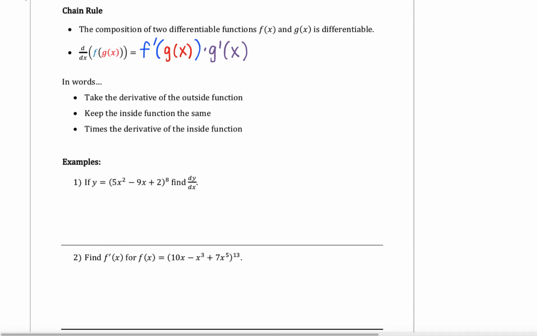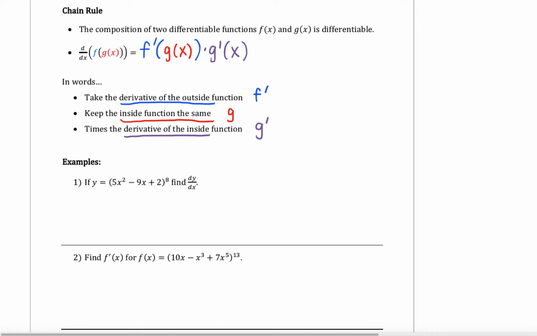Now down below I have this in words for us. We start by taking the derivative of the outside function, so this would be our f prime. We keep the inside function the same, this would be the g, then times the derivative of the inside function, that g prime there. And this chain rule comes up a lot, especially as we start to talk about derivatives of trig functions, exponentials, or logs, because all of those are compositions of one of those functions with whatever the input to the trig function, the exponential, or the log would be.